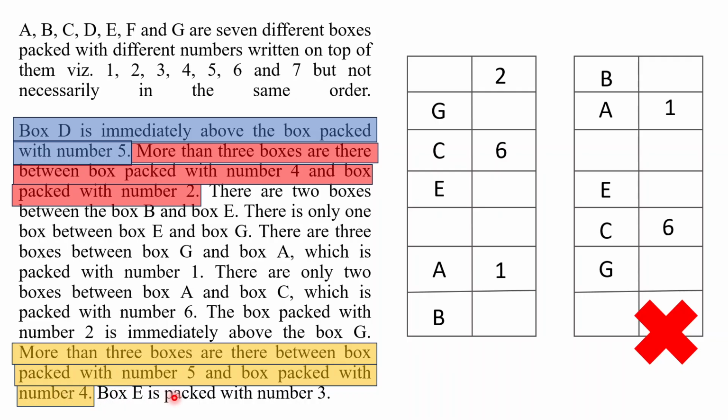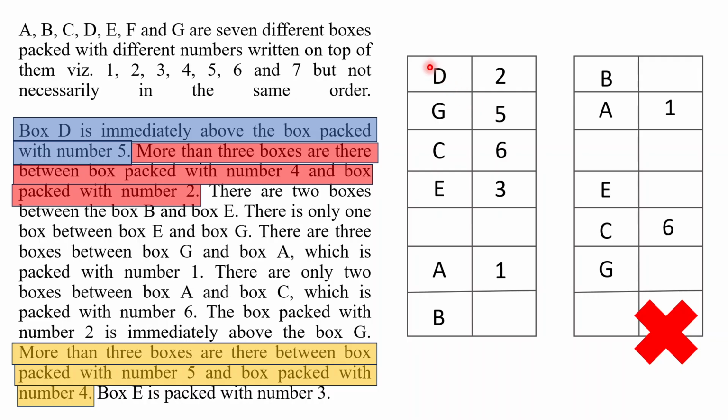Next it is given box E is packed with number 3. So we will assign number 3 to box E. Okay. Now let's come back to the blue highlighted portion which says box D is immediately above the box packed with number 5. So in case number 1, if we assign number 5 to box G, then we can place D here at this position.